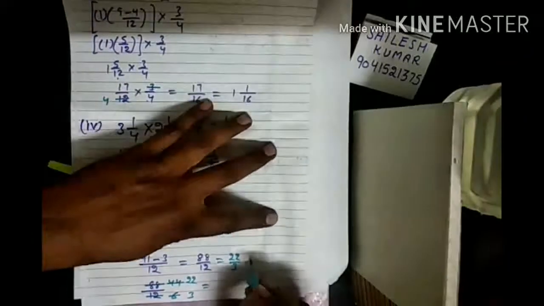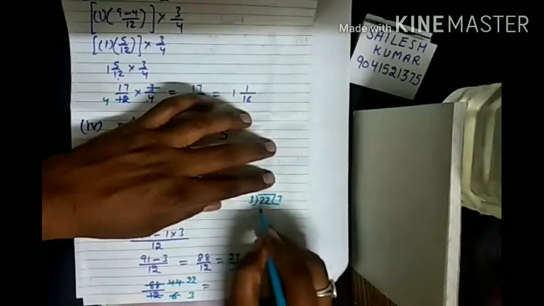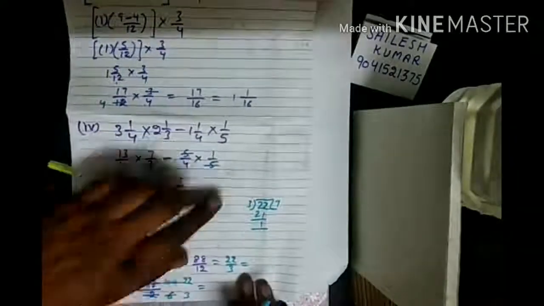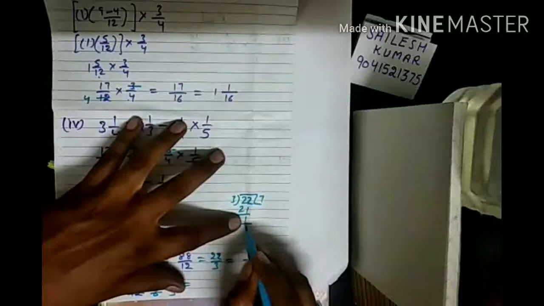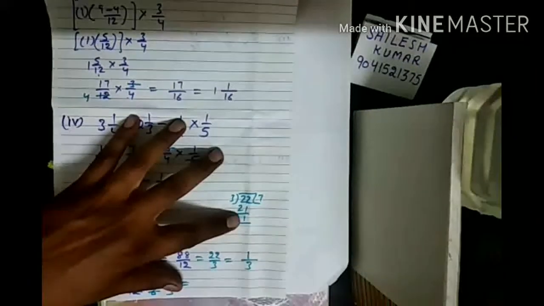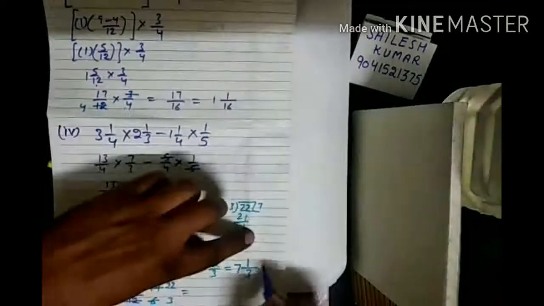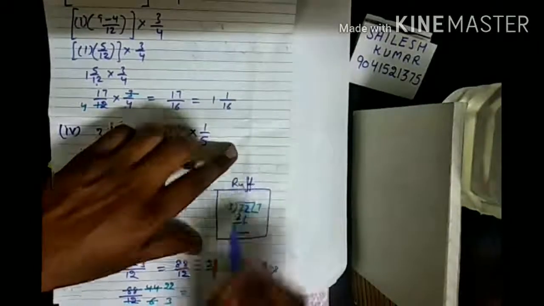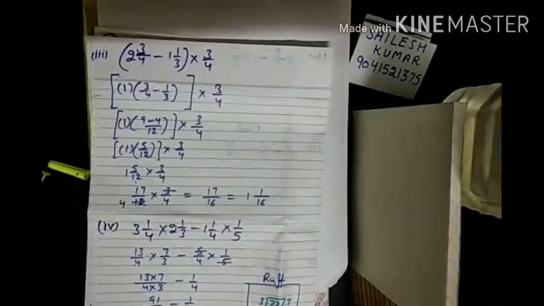Now if we convert this into a mixed fraction, we will have to divide 22 by 3. The denominator is 3, the remainder will be there, and the quotient will be on the left-hand side. So this is the answer, and this is the rough work. In this way you can solve these types of questions where a bracket is involved and other operations are there.